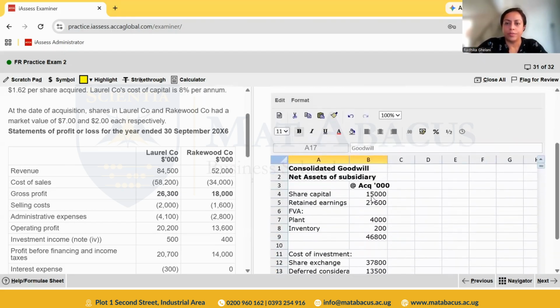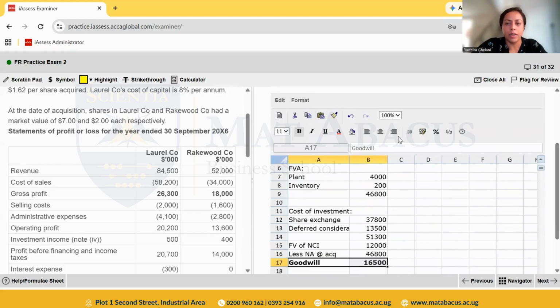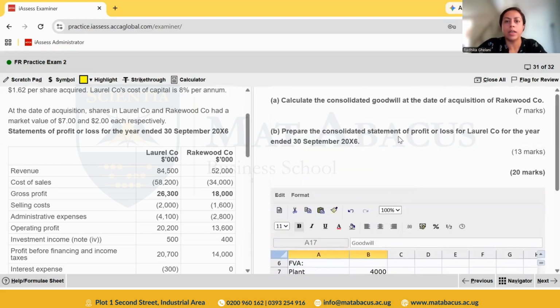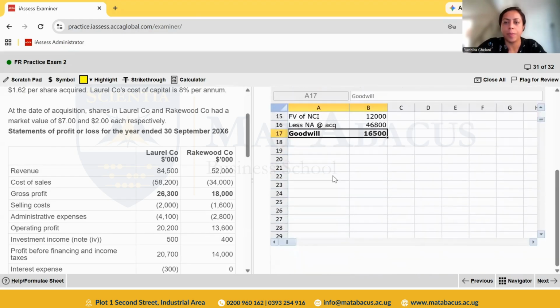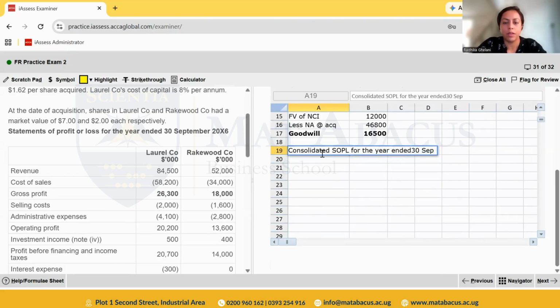So that's part A done. Part B is now asking us to prepare the consolidated SOPL for Laurel Company for the year ended September 2016. So let's move on to part B. Consolidated SOPL for the year ended 30th September 2016.